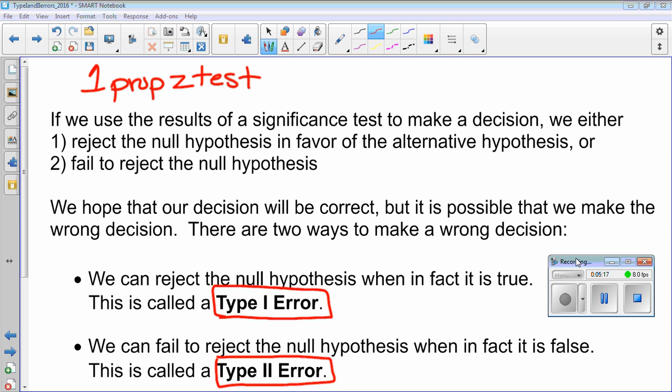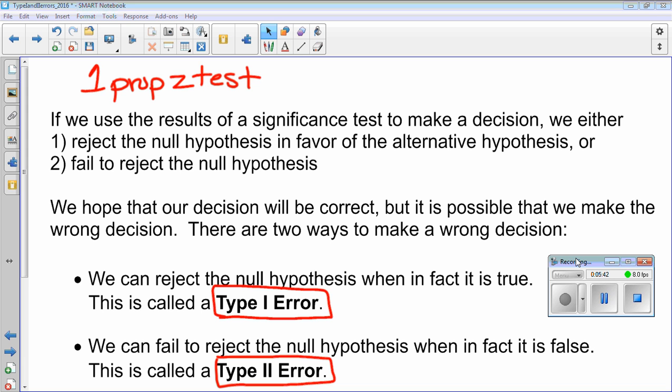But for a type 1 error, I can say, I reject the null. My p-value was small enough that I reject it, okay? It's wrong. Maybe I made a mistake somewhere, and actually it's true. That would be a type 1 error, where I mistakenly reject a true null hypothesis.